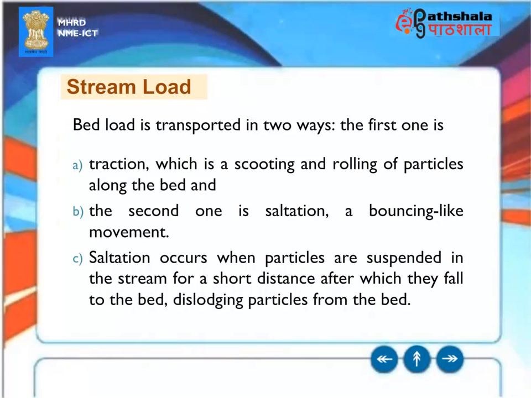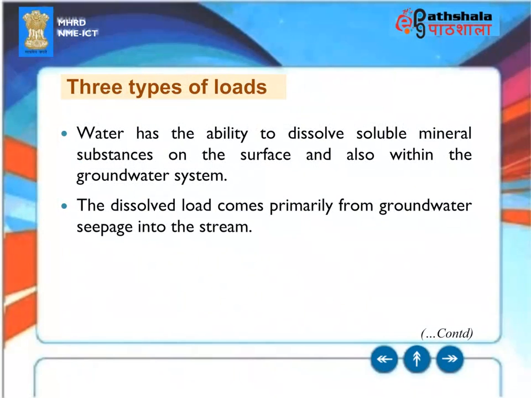Bed load is transported in two ways. The first one is traction, which is a scooting and rolling of particles along the bed, and the second one is saltation, a bouncing-like movement. Saltation occurs when particles are suspended in the stream for a short distance, after which they fall to the bed, dislodging particles from the bed. Three types of loads.